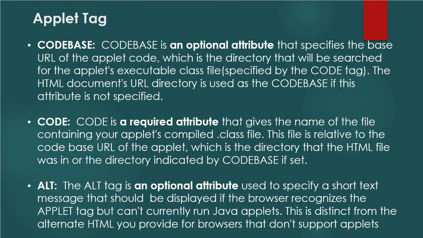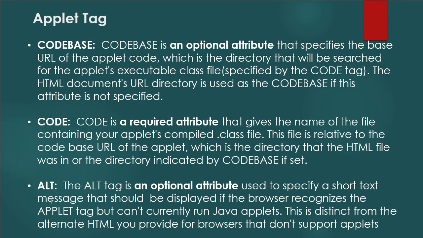Now, let's see all of these attributes in detail. First one is codebase. As I said, it is an optional attribute. Here, you will be specifying the URL of your applet code. This is normally in the case of a remote applet. Okay, so when it comes to code, here you have to specify the .class file name which is to be loaded into the applet viewer or the web page. So this is the required attribute and you're specifying the .class file here.